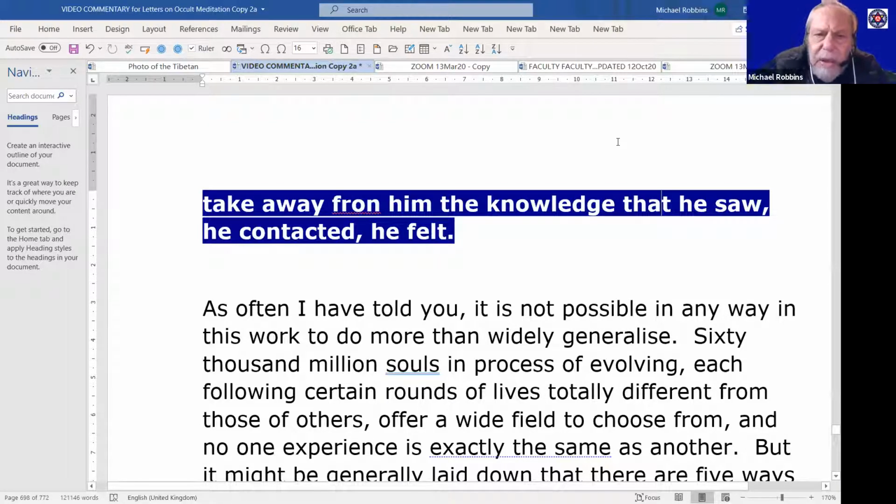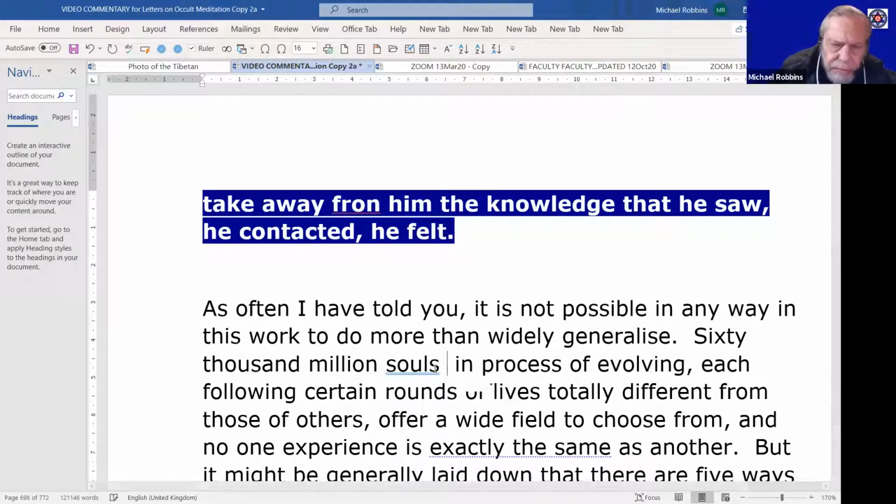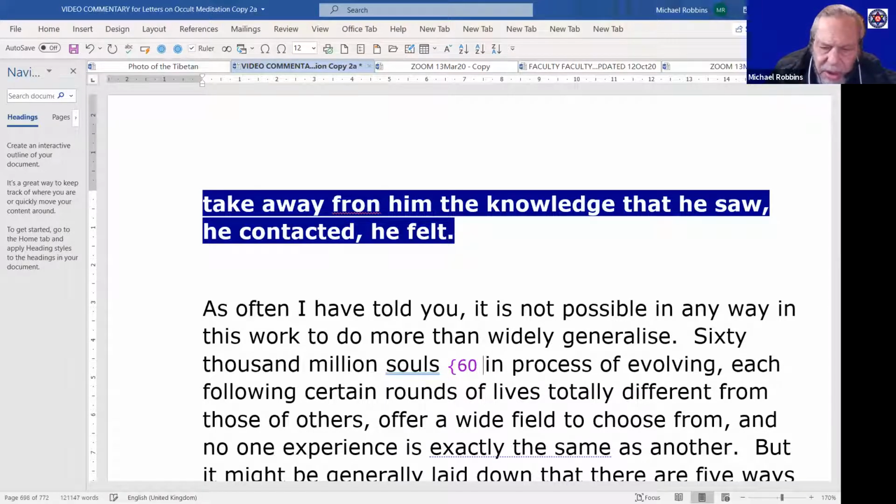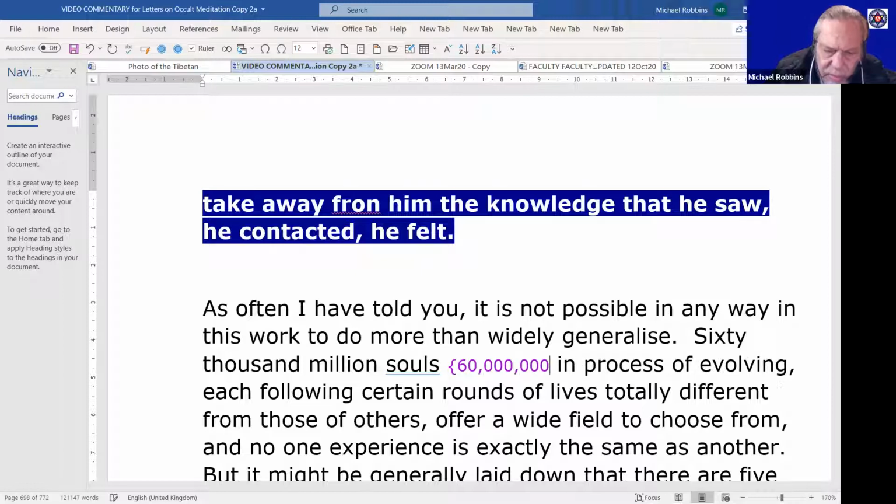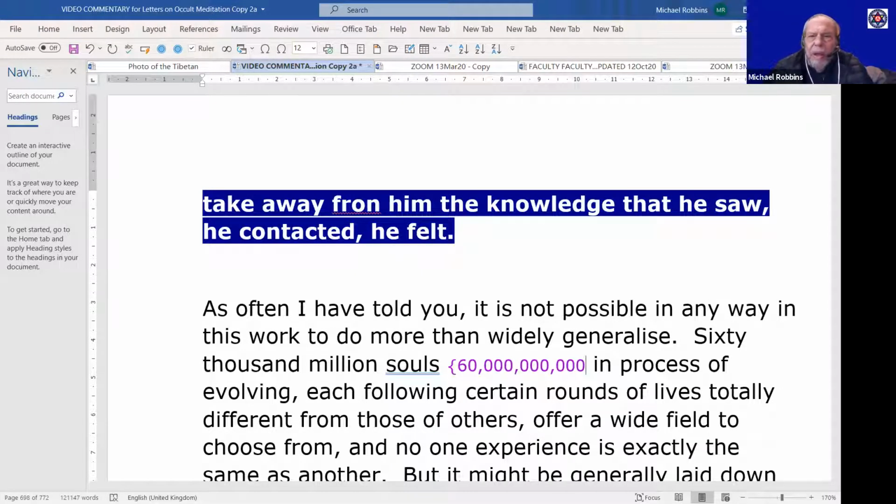Now going on, as I have told you, as often I have told you, it is not possible in any way in this work to do more than widely generalize 60,000 million souls in process of evolving. Now this is this figure, 6 billion. 60 billion we call it, or maybe they call it 60 milliard, something like that.